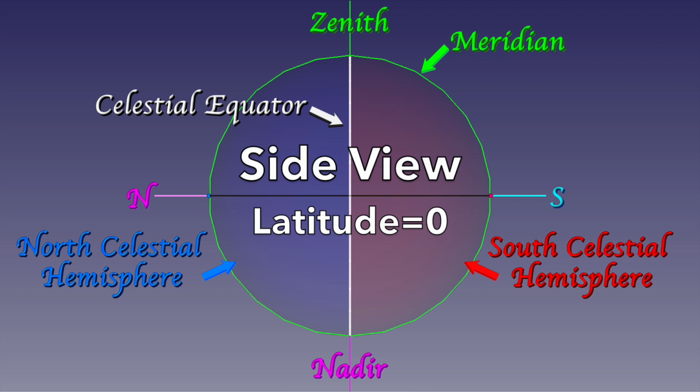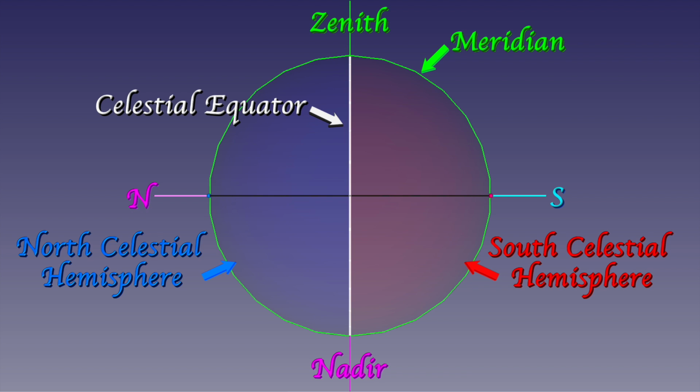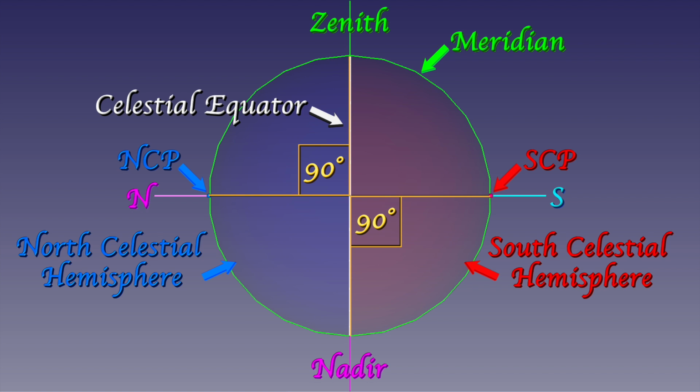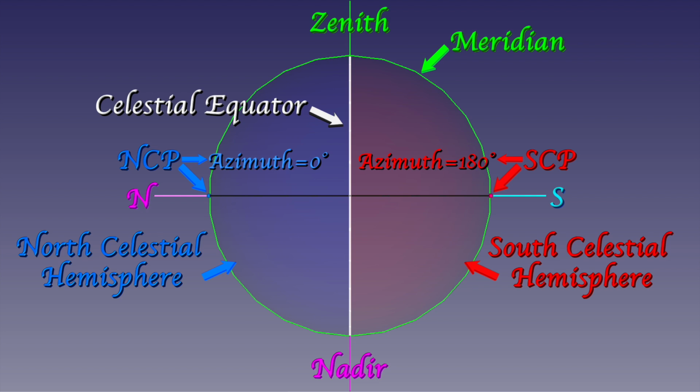The blue hemisphere represents the north celestial hemisphere, and the red represents the south celestial hemisphere. The celestial poles are located at 90-degree angles relative to the celestial equator, which means both poles will be located on the horizon with an altitude of 0. The NCP will be located at an azimuth of 0 degrees or directly north, and the SCP will have an azimuth of 180 degrees or directly south.